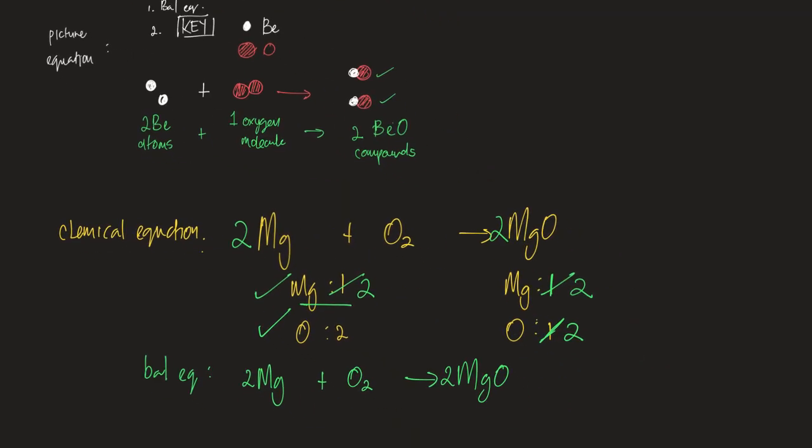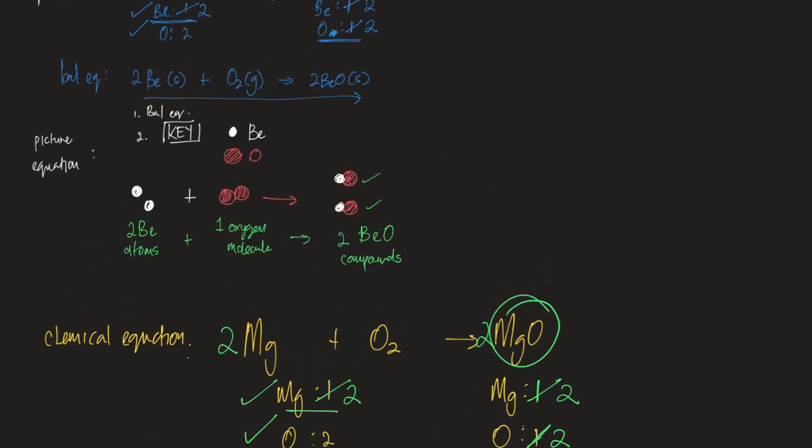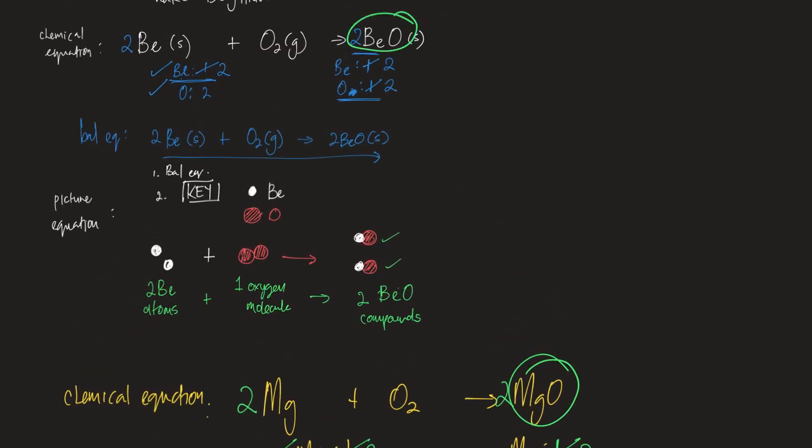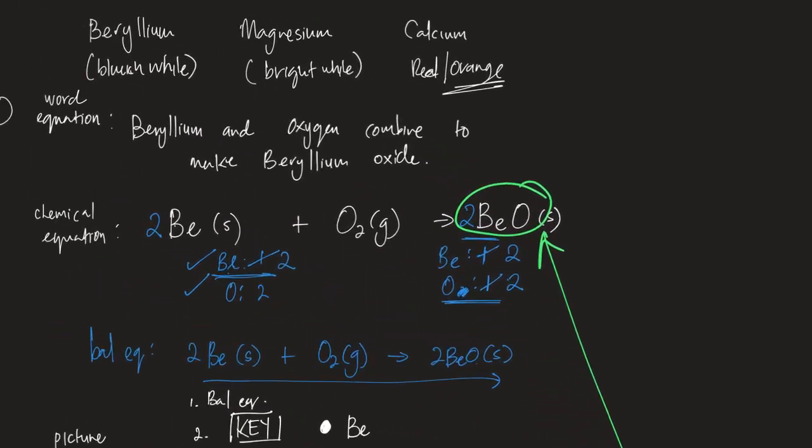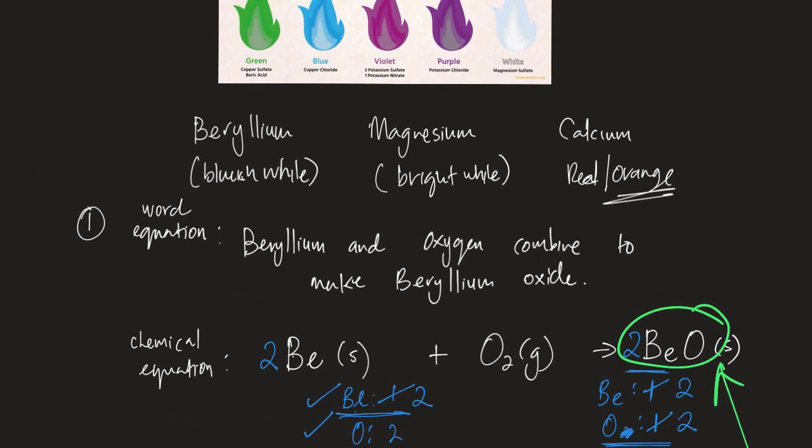Now if you look at the formula of magnesium and you look at the formula of beryllium, we'll notice there's a way in which that formula is written. So far, beryllium will make beryllium oxide, magnesium is going to make magnesium oxide, and calcium is going to make calcium oxide. So look at the formulas. There's a pattern. We'll deal with the pattern now.